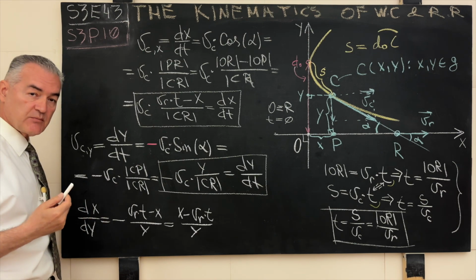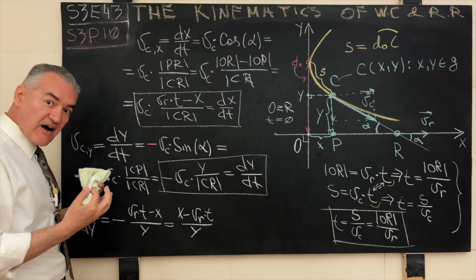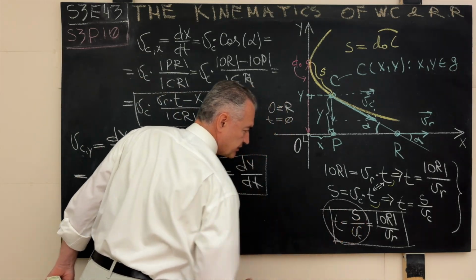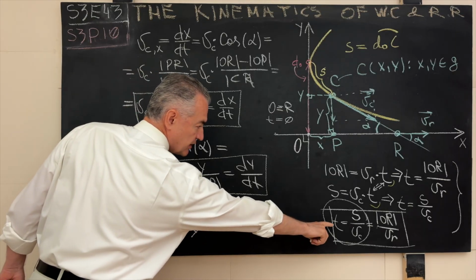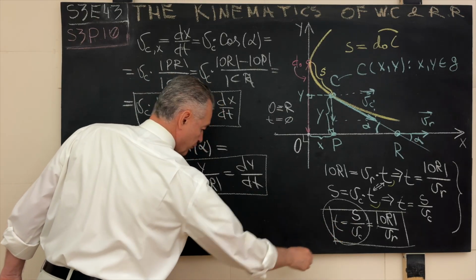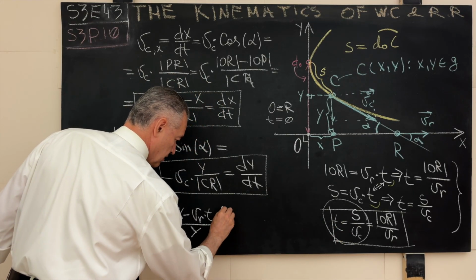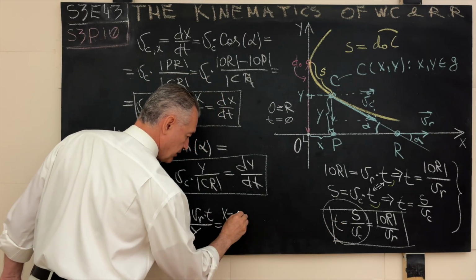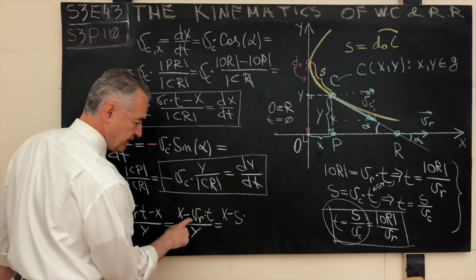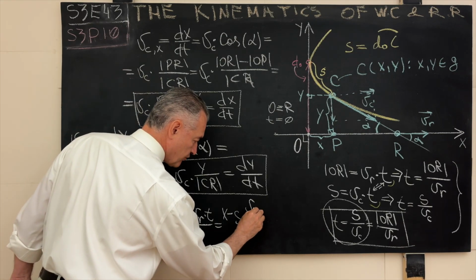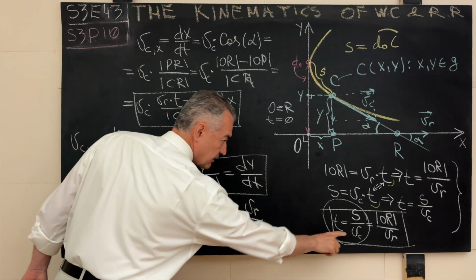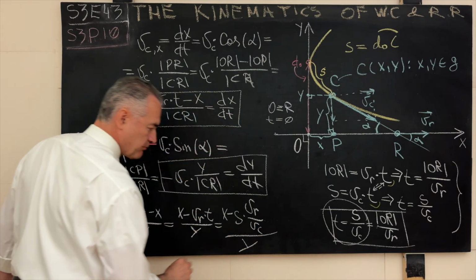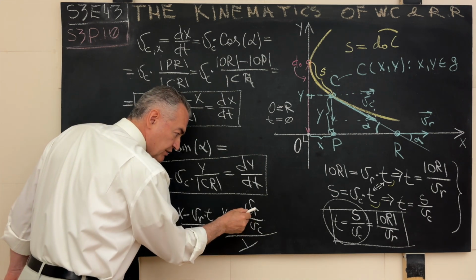How do we exclude time? Well, this is our guy right here. Look at this, S. So instead of t, we put the arc length, S, times the velocity of the runner, v, divided by the velocity of the chaser, and divide the whole thing by y.